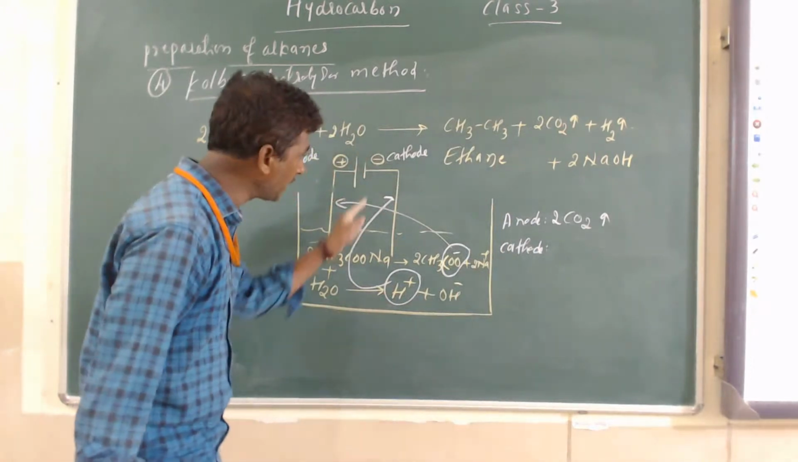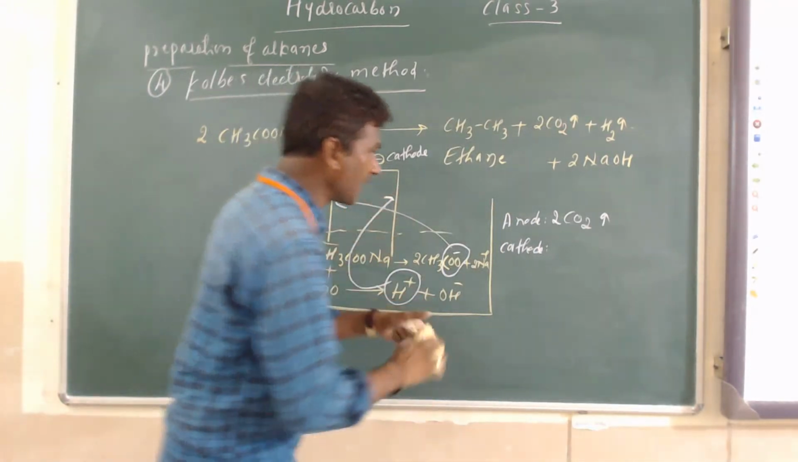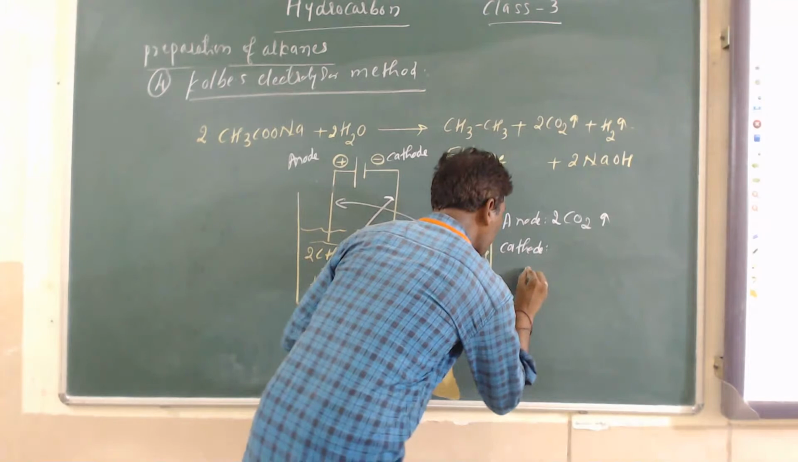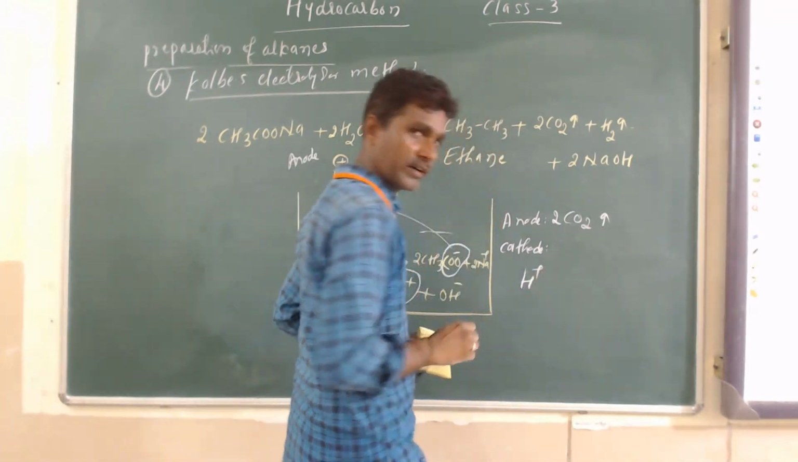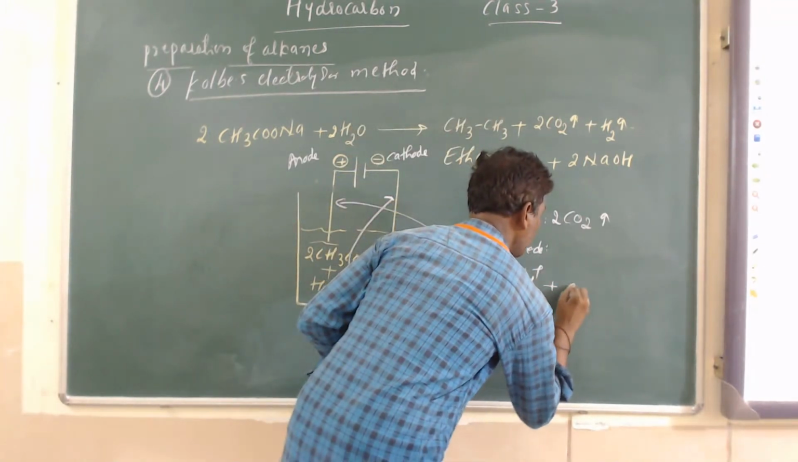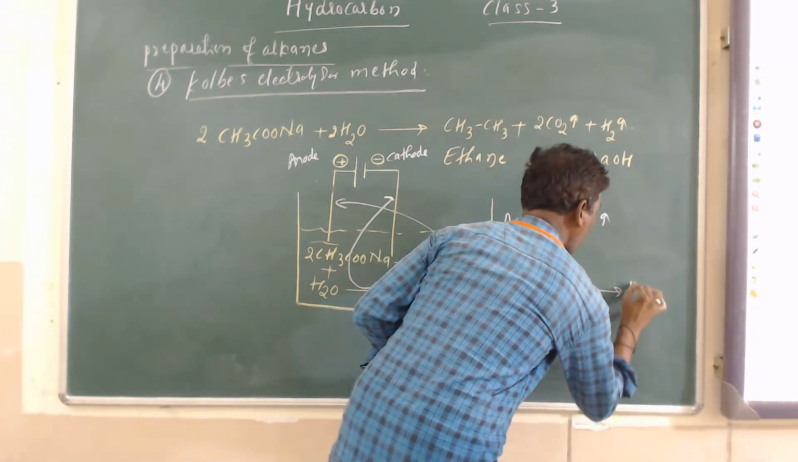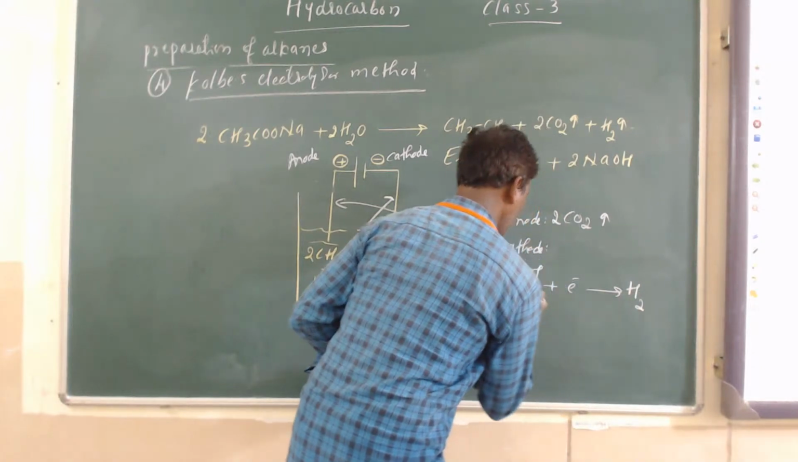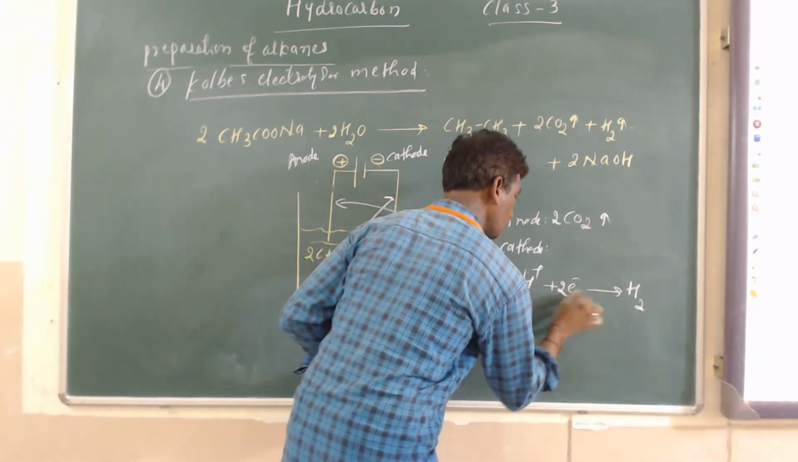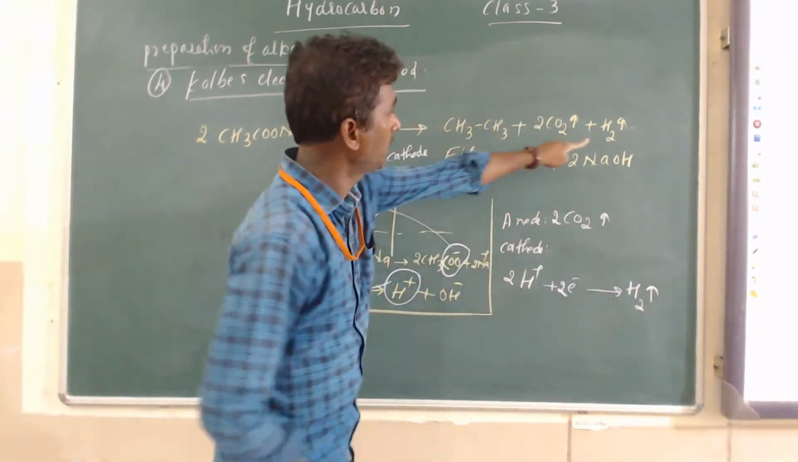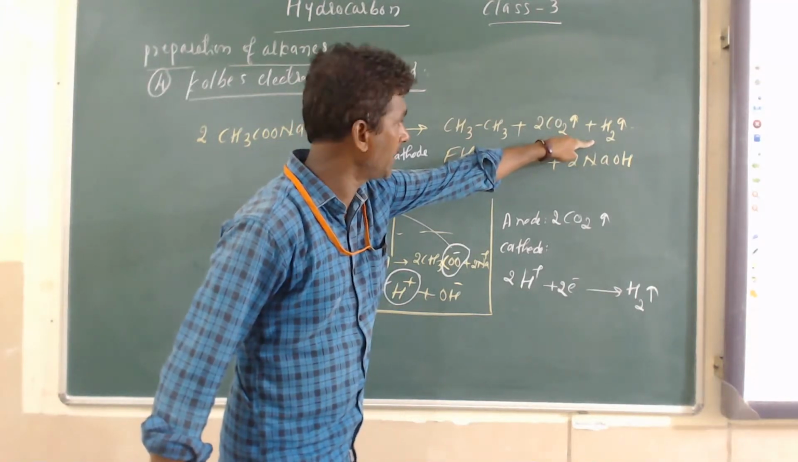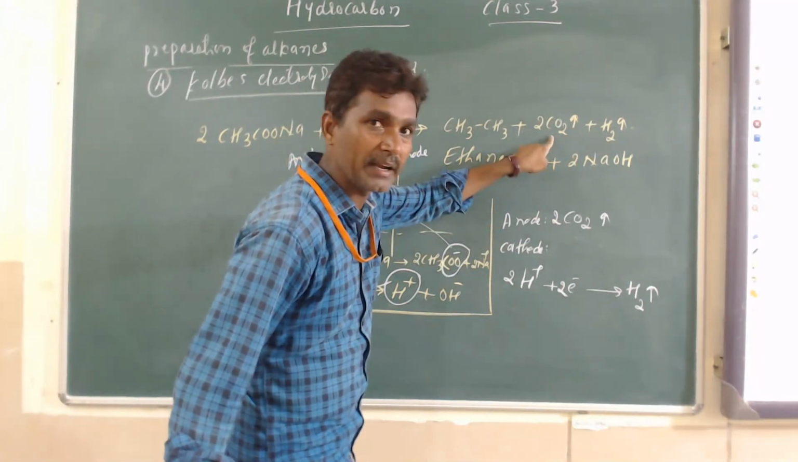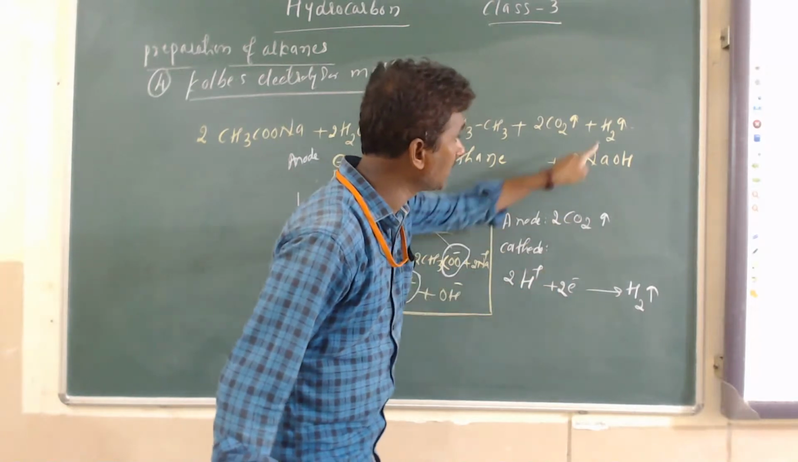Once again, I can repeat. This H plus migrates towards the cathode. At the cathode, it gains an electron, and by gaining this electron it becomes H, but we write H2. Now it is 2H plus and 2 electrons. H2 gas is liberated. CO2 gas is liberated at the anode, and H2 gas is liberated at the cathode.